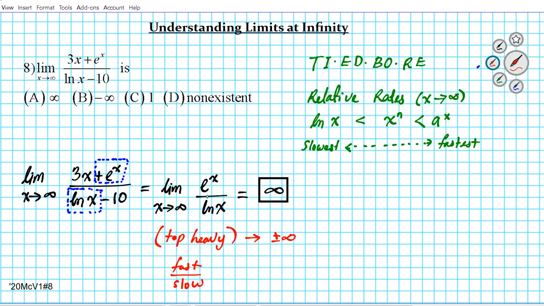Another way to verify this is you can use L'Hopital's rule, because if you plug in infinity, you have infinity over infinity, which is indeterminate, and then if you differentiate, you end up with x e to the x. Plug in infinity and you end up with positive infinity. But using TYBO is a quick way to figure out infinite limits without much computation. Okay, so the answer to question number 8 is option letter A. That is how you find limits at infinity involving exponential, logarithmic, and power functions.